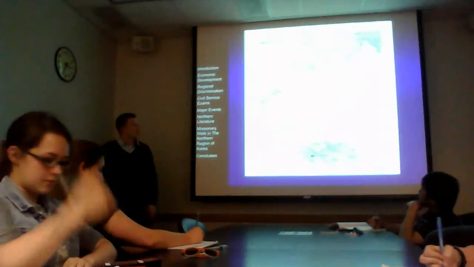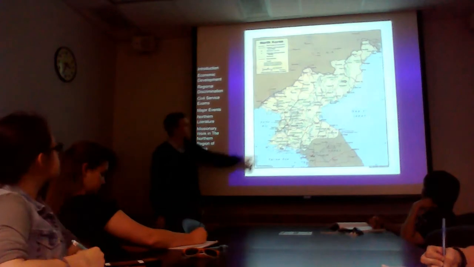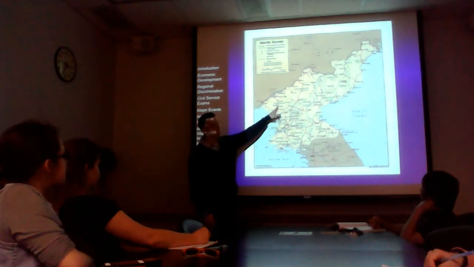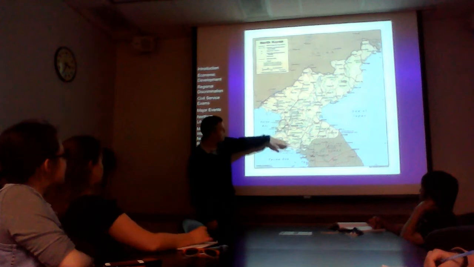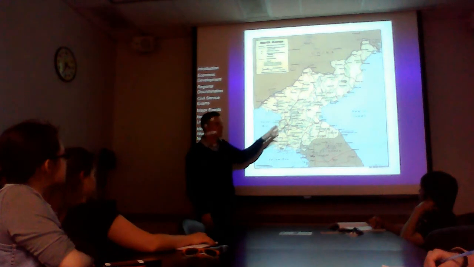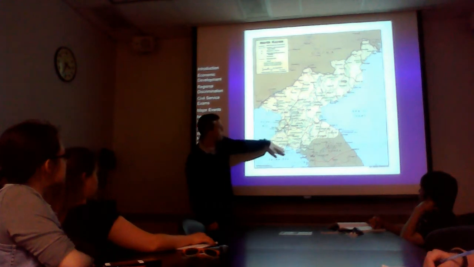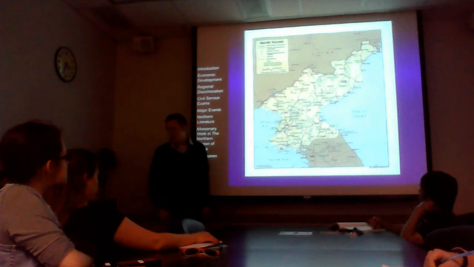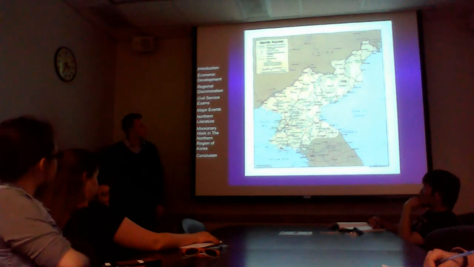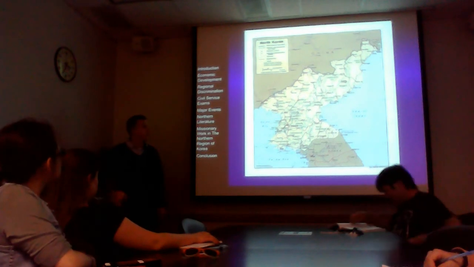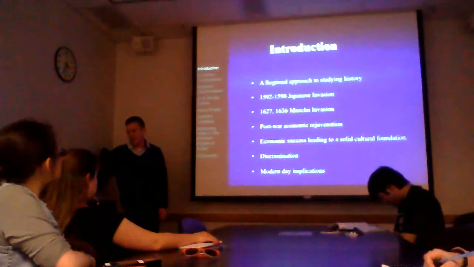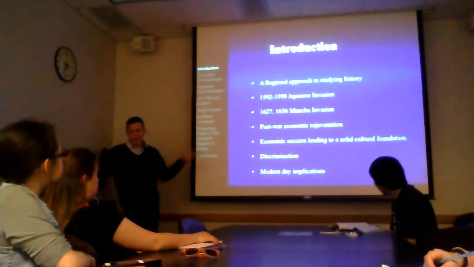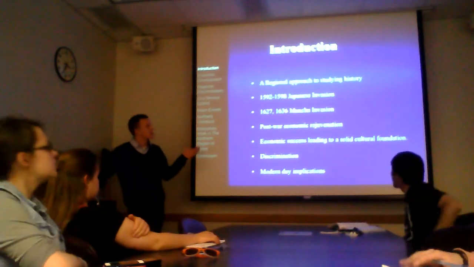History wasn't that simple. So what we're going to talk about is the Gyeonggang province and Pyongyang, the capital of Korea, and Gwanghae. What was ancient North Korea in the late and early Joseon period like? So we're going to talk about, like I said, a regional approach to study history.